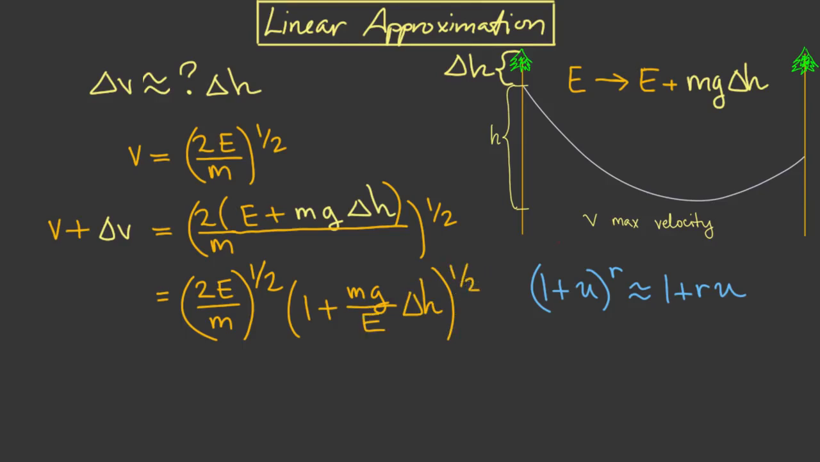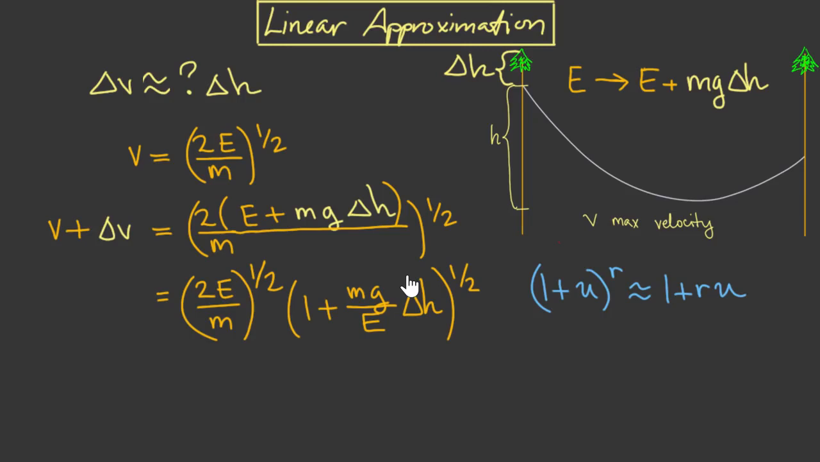Notice that this term in parentheses has no units. The 1 is unitless, mg delta h has units of energy, and of course E has units of energy, so this summand is unitless. And this term out in front, this multiplier, has units of velocity. In fact, this is the expression for the maximum velocity, v, that you just found. And this expression here in parentheses is complicated because it's a non-linear expression in delta h, but this is something that we could take a linear approximation of.